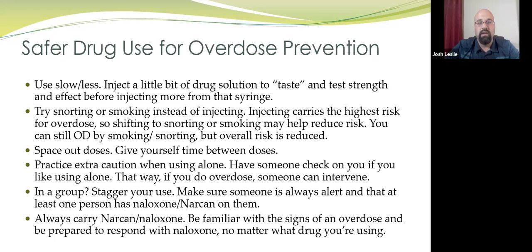If you can't get your folks to switch from injectable, that's really one of the number one things we focus on. And obviously, one of our biggest focuses is trying to stop the injecting side, trying to stop the IV drug use. It carries the highest risk for overdose. Try any way possible to get individuals to shift. So snorting, smoking, anything to reduce some of that acute overdose risk. You can still overdose through smoking, snorting, but that risk is highly reduced.